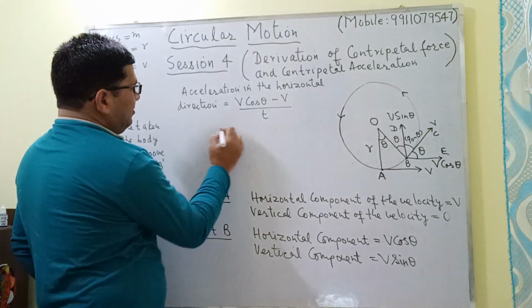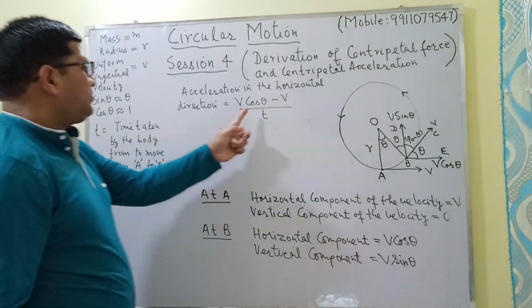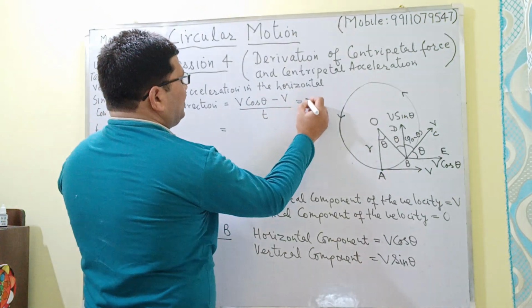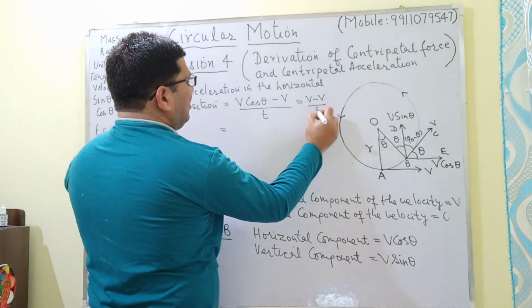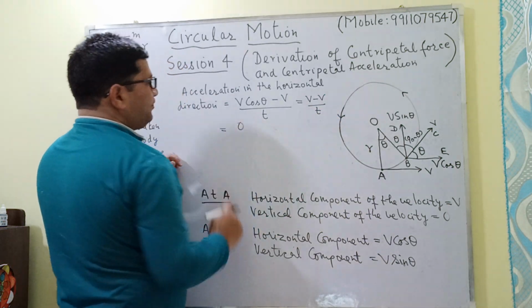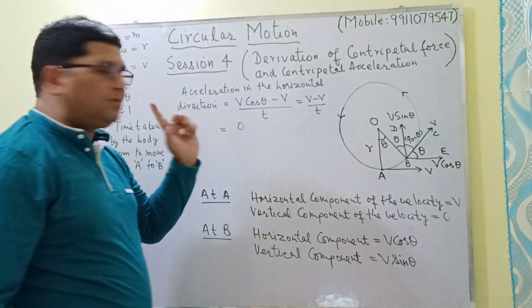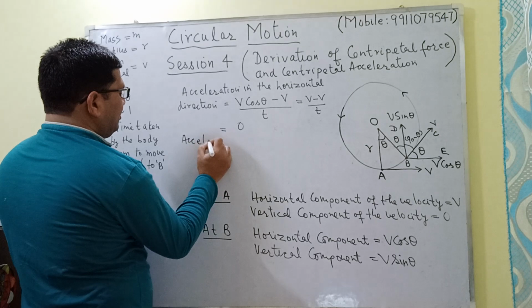Okay. Now, since theta is very small, therefore cos theta will be approximately equal to 1. So this can be written as V minus V upon T, or we can say it is 0. So the acceleration of this body in the horizontal direction becomes equal to 0. Now let us calculate the acceleration in the vertical direction.